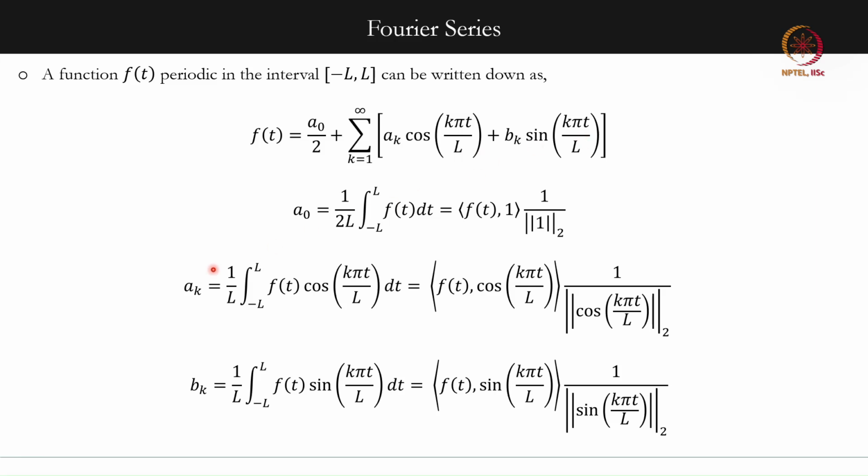If we look into the definition of ak, it's basically an integral of f of t cos k pi t by L dt that runs from minus L to L. So this is nothing but the dot product of f of t with the basis function cos k pi t by L. Basically we are trying to project the function f of t on the basis function cos k pi t by L. So this is giving the projection. And this factor that we find in the denominator is a normalization factor.